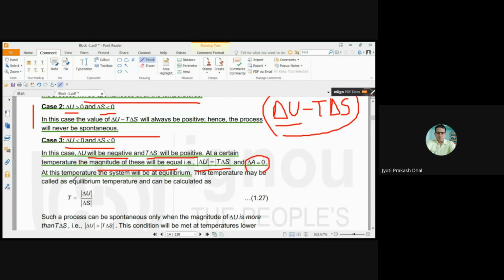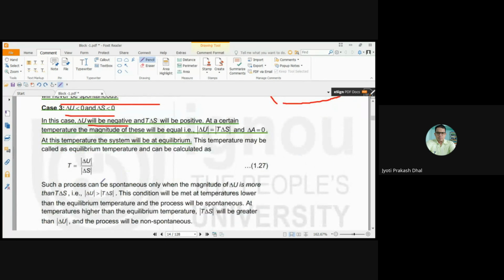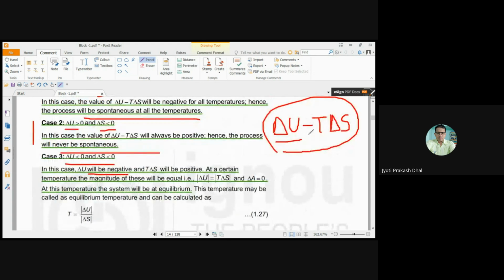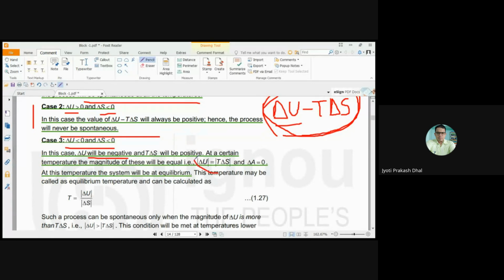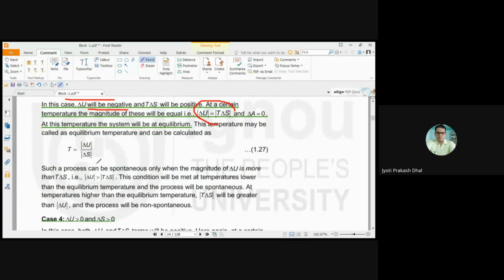So at that temperature, the system will be in the state of equilibrium. When the system is in the state of equilibrium, del A equals 0, and we know that this total value equals del A, and that equals 0. That means del U equals T del S. So we can write T equals magnitude of del U divided by magnitude of del S.